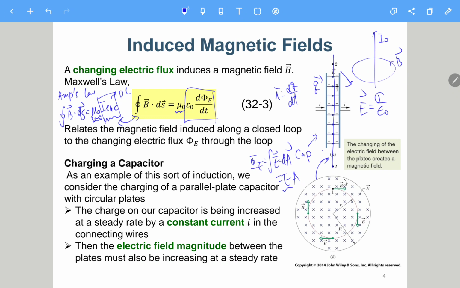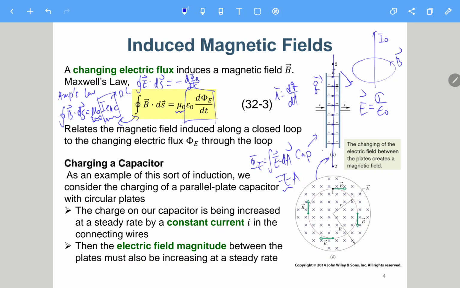For Faraday's law, it is actually like this: the integral of E dot ds equals negative d phi B dt. So for Faraday's law, the changing magnetic flux, the changing magnetic field, will generate an E field. Here, a changing E field will generate a B field. So if the E field is also changing, it will generate a B field again. Okay, so that's how the electromagnetic wave works.